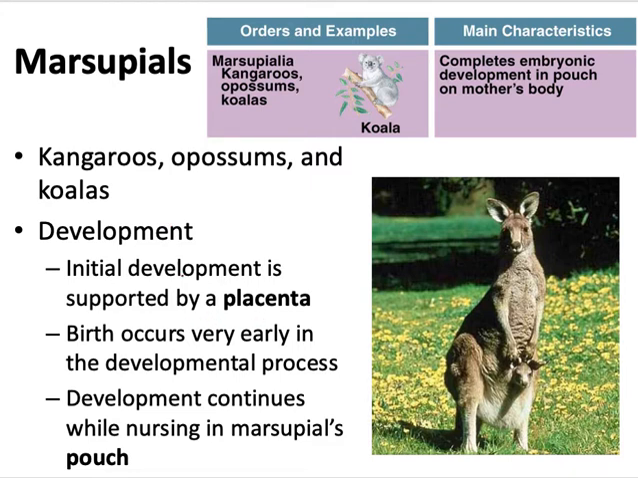In terms of development, it's partially going to be inside the mother's body and will be supported by a placenta. So they're only partially placental. And the placenta, of course, is the nutrient support within the uterus of a mammal for the developing embryo and fetus. So we're going to have partially placental development.